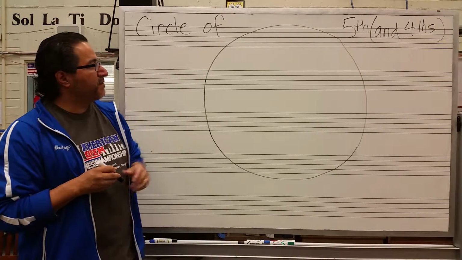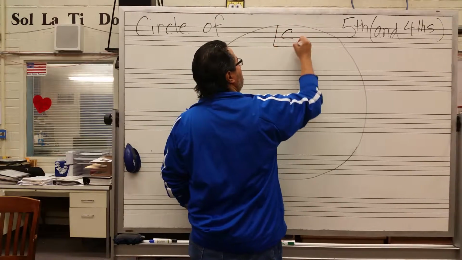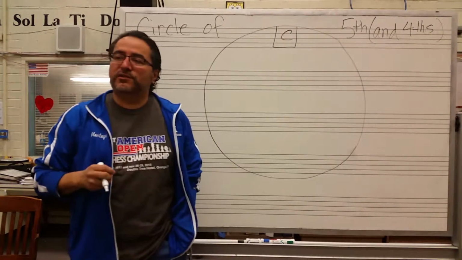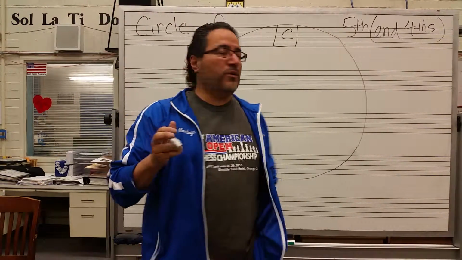So the circle of fifths and fourths starts with C in the middle. It's very much like a clock. There are 12 spots to put notes. So first of all, we need to say what a fifth and a fourth is.